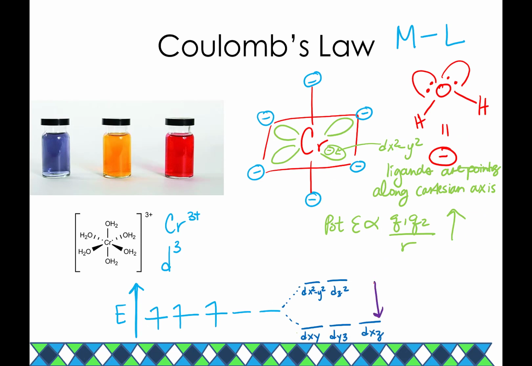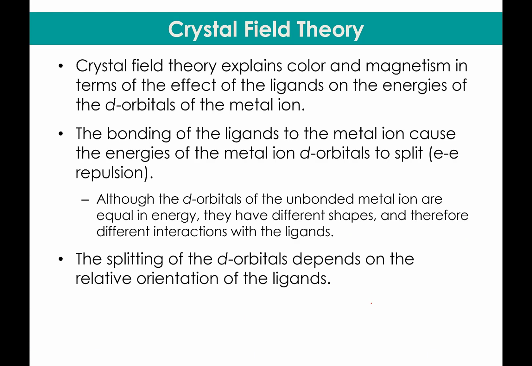And this splitting is called delta octahedral. So it's the difference in energy between t2g and your eg orbitals. And the original energy is called the barycenter.